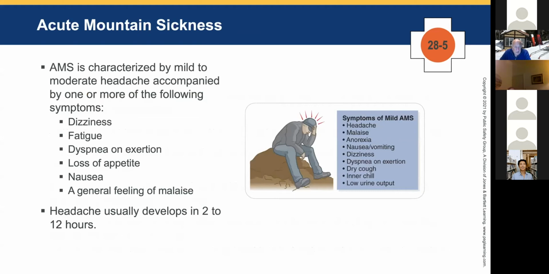Typically, AMS is characterized by mild to moderate headache, accompanied by one or more of the following symptoms: dizziness, fatigue, dyspnea on exertion, loss of appetite, nausea, general just feeling yucky. Headache typically develops in 2 to 12 hours.